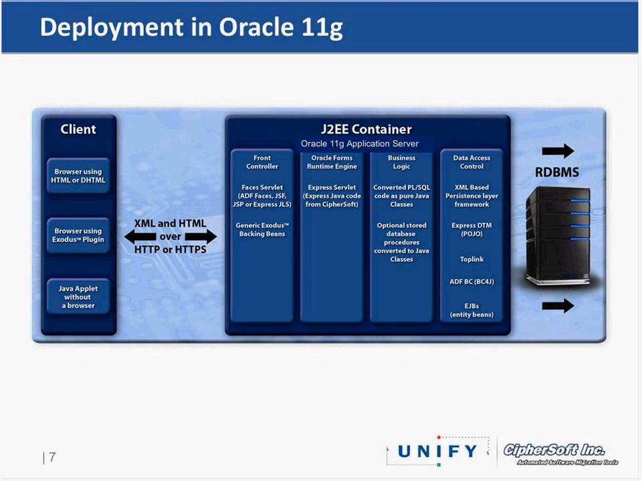This illustration shows the various components that make up a Forms application that has been converted to Java in 11G with the Exodus solution. That's our solution for automated conversion, which we'll show you in the demo. Now, starting on the left-hand side, you can see that there are three options for the presentation layer. The first is a browser using HTML or dynamic HTML. More specifically, this is an implementation for Oracle's ADF, leveraging the ADF for the presentation layer.